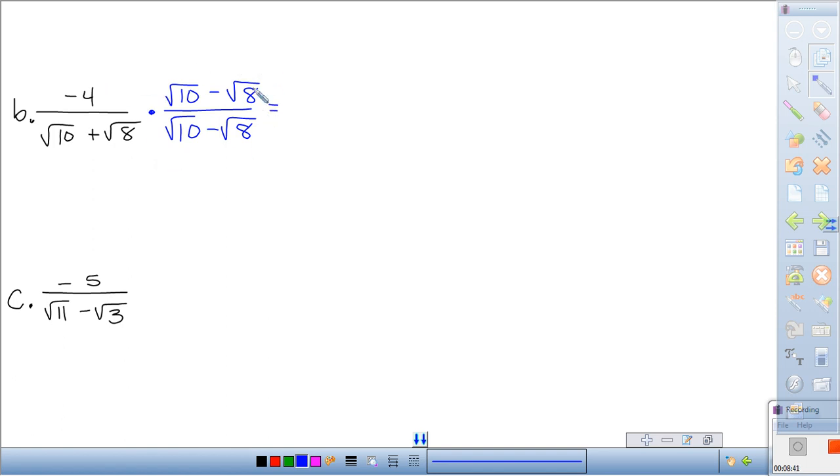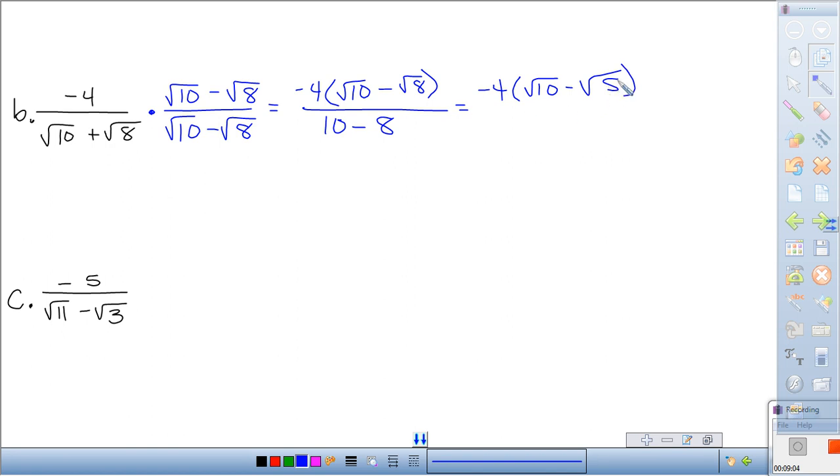And then we want to multiply across. So I have negative 4 times the square root of 10 minus the square root of 8 divided by, again, when you multiply these, you just end up subtracting. So I have 10 minus 8. Let me simplify. Negative 4 times the square root of 10 minus the square root of 8, divided by 10 minus 8 is 2. Negative 4 divided by 2 is negative 2. I'm going to start back over here. Negative 2 times the square root of 10 minus the square root of 8.